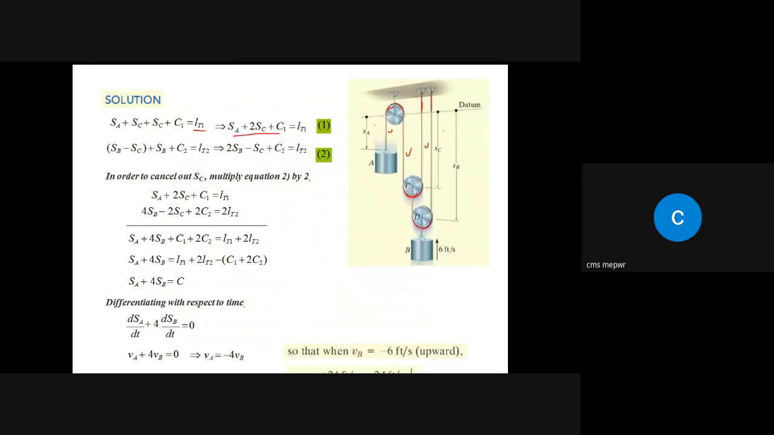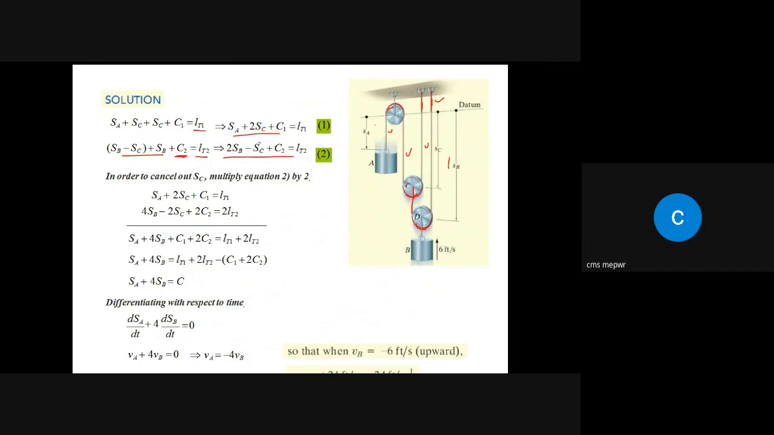Similarly, for rope B, the length should be equal to SB, and again it should be equal to this length. This length can be obtained by subtracting SC from SB. So this one will be SB minus SC plus SB and this constant length, as well as this constant length. Let's combine both the constant lengths into C2, and this should be equal to the total length L2. Okay, so when you arrange it, you will get this.